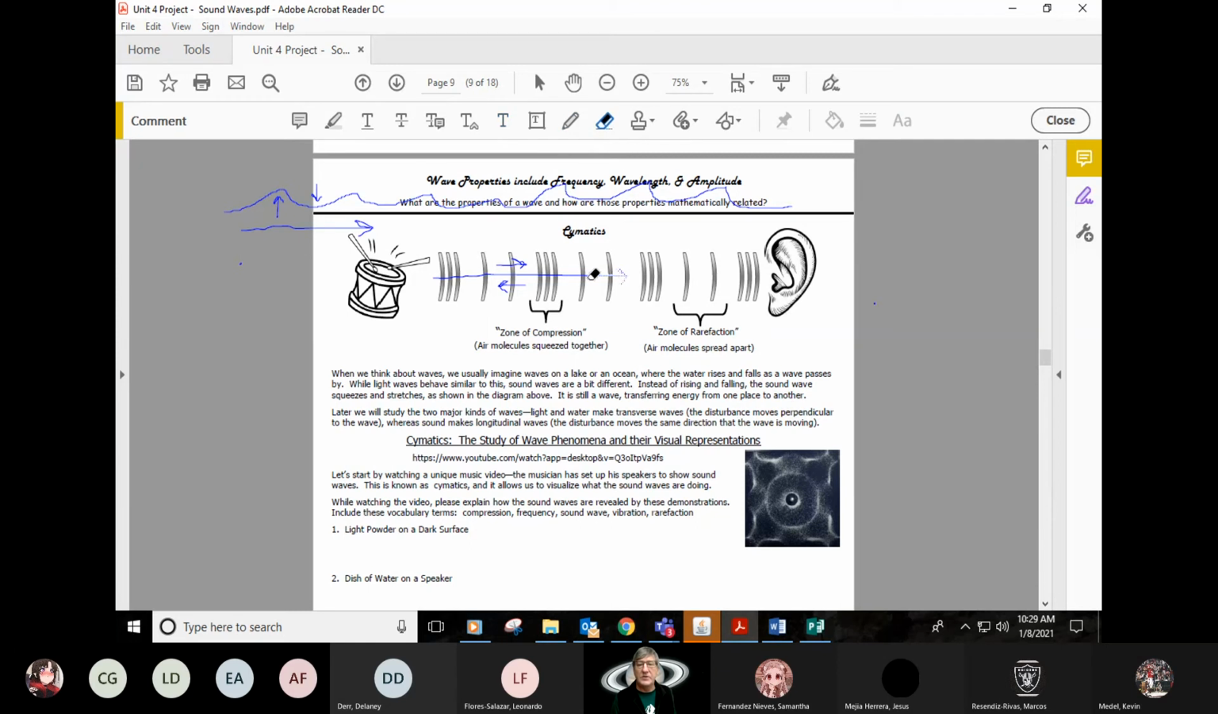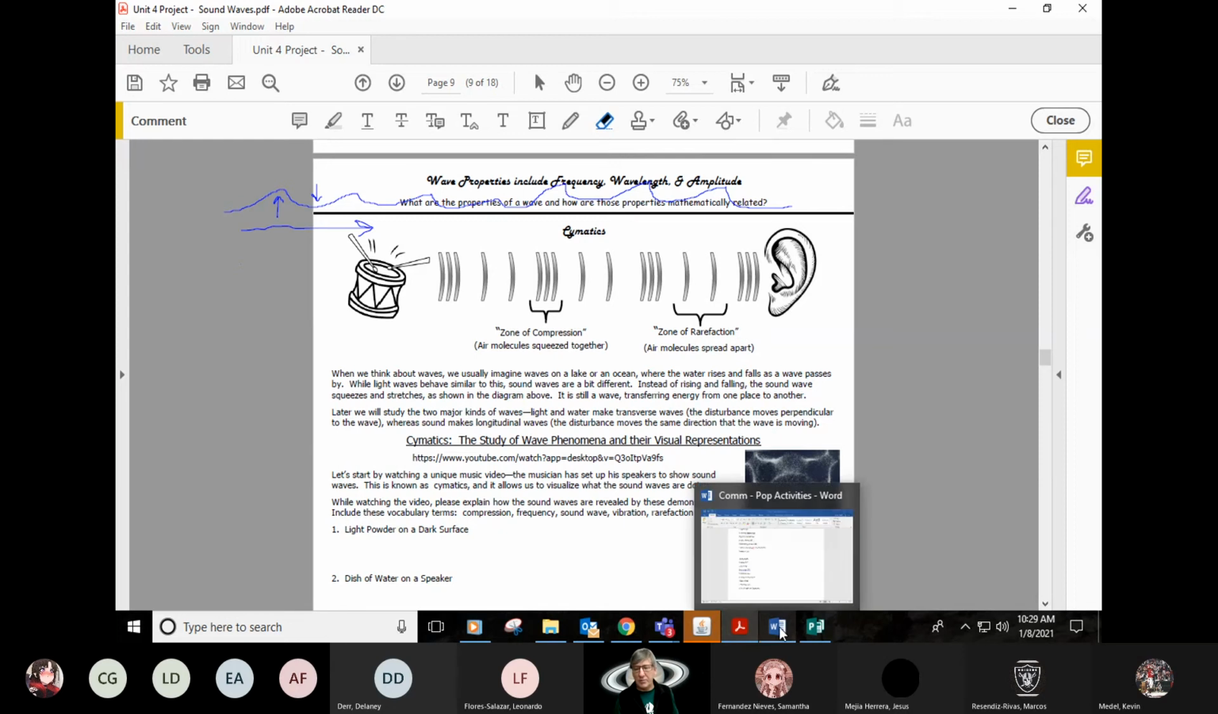All right. So what's happening is that with our sound waves, the vibration from the drum is shaking the air molecules back and forth very rapidly, hundreds of times a second in some cases. And as a result, some of the air molecules get squeezed together, and we call them the zone of compression. And then some of the air molecules get spread apart, and we say that they are found in the zone of rarefaction.